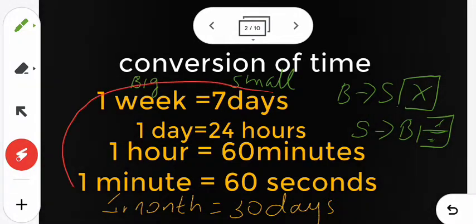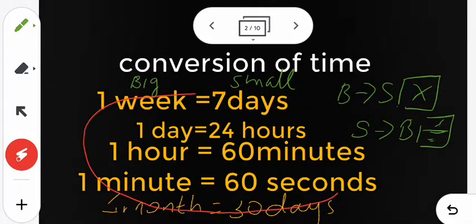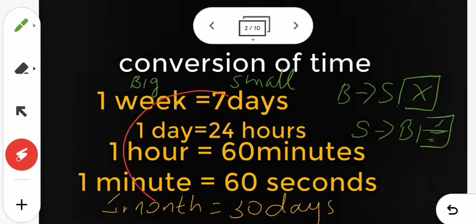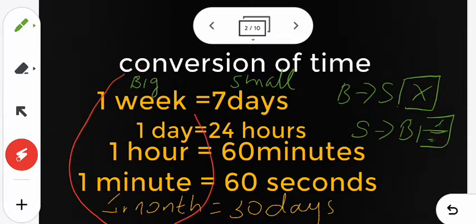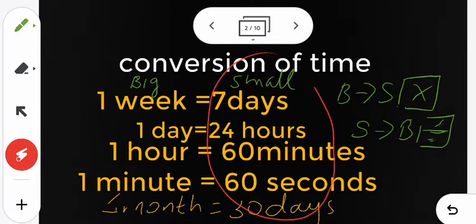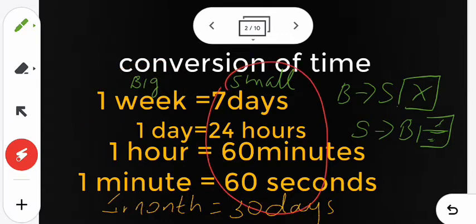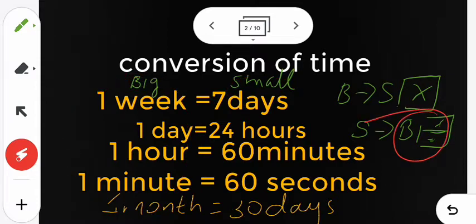Here you have to be careful. You have to remember these things by heart. These 5 are important. Then after that you must know the technique: the left side ones are bigger and the right side ones are smaller. Suppose the bigger ones are given and they ask you to convert into the smaller one, you will multiply. Suppose the smaller one is given and they ask you to convert into the bigger one, then you will divide. Keep these things in mind, then the conversion is very easy.